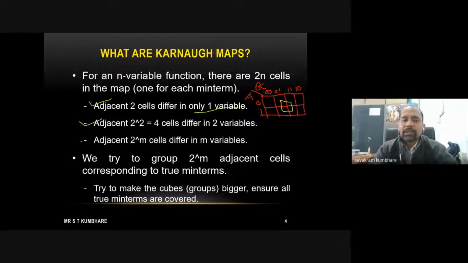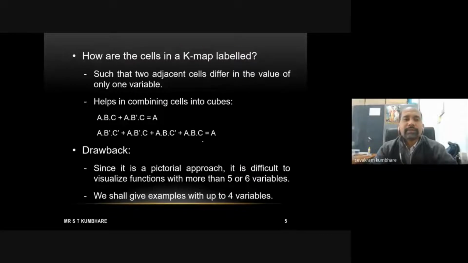So the general rule which we can make is: adjacent 2 raised to power m cells differ in m variables. Now we try to group 2 raised to power m adjacent cells corresponding to the true minterms. Try to make the cube bigger, and ensure all true minterms are covered. Now let's go to the next step. How are the cells in the K-map labeled such that two adjacent cells differ? We'll see this practically also.